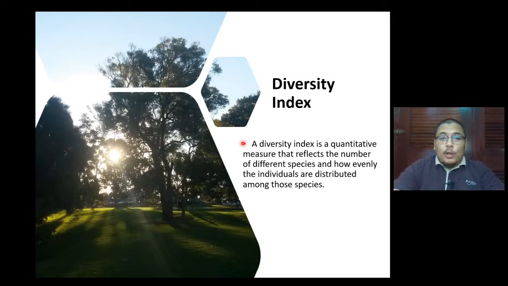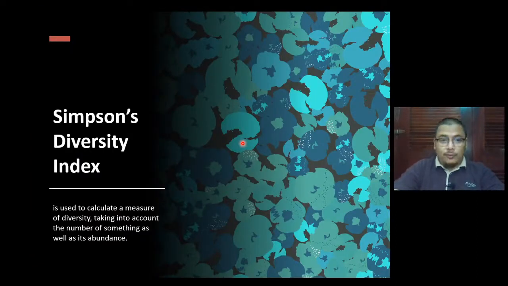Here, we are going to examine several common measures of species diversity. Simpson in 1949 developed an index of diversity, which is called the Simpson Diversity Index. This index is used to calculate a measure of diversity taking into account the number of individuals as well as their abundance. The index is most often used for ecological studies that measure species diversity. But the same analysis can also be applied to other things such as the diversity of opinion, diversity of an idea, the diversity of geographical space, and so on. So it is not really concentrated on plants or animals.